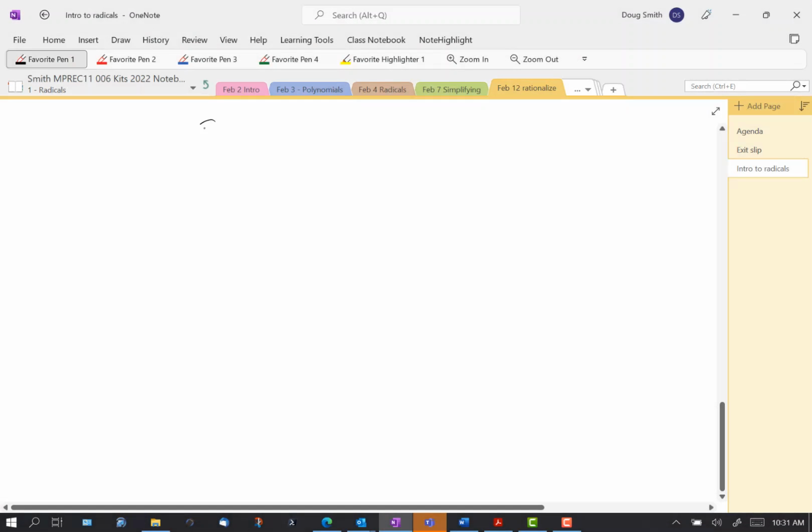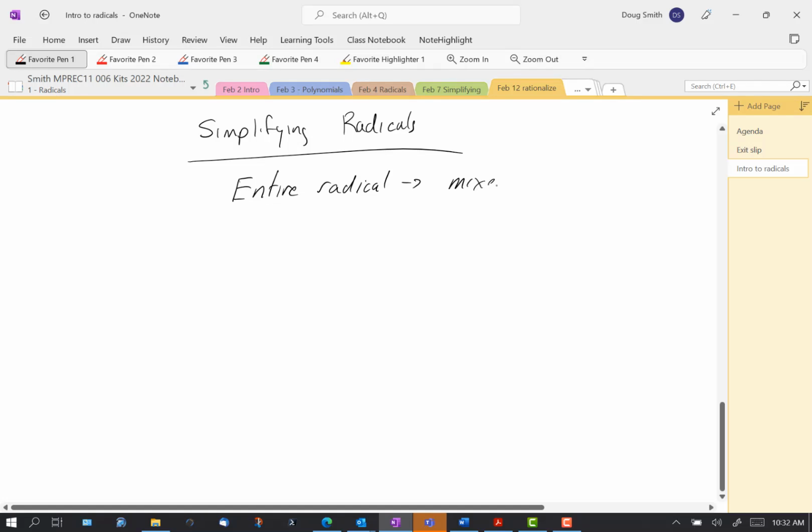Okay, next we're going to look at simplifying radicals. And this relates to moving from an entire radical to a mixed radical. And then we can also, at the same time, think about what it means to go from a mixed radical to an entire radical.